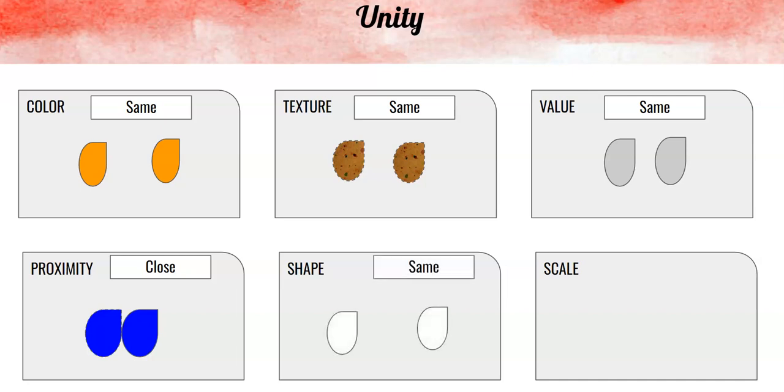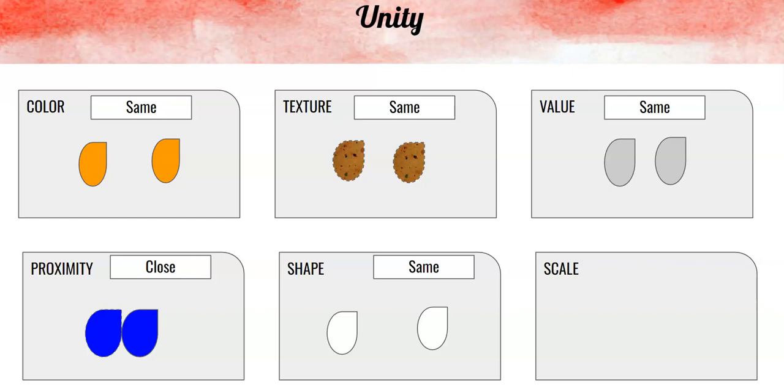Second to last is going to be shape. Again, it's just making things the same. Are you seeing the pattern? Unity equals same. So pick 2 shapes that are the same and paste them on there. Well, not yet. Don't paste that yet. We have one more to do.